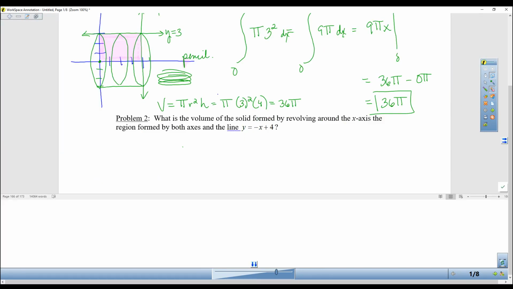So now, what is the volume of the solid formed by revolving around the x-axis the region formed by both axes again, and the line y is equal to negative x plus 4. So again, I'm going to draw, always have to make a sketch. 1, 2, 3, 4. 1, 2, 3, 4. This is going to be my line.